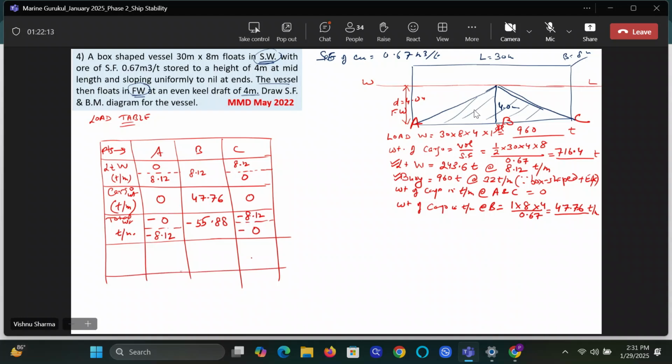And now we'll have buoyancy. It is suddenly changing at the end, so obviously then you'll have to divide, and buoyancy is 32, 32.